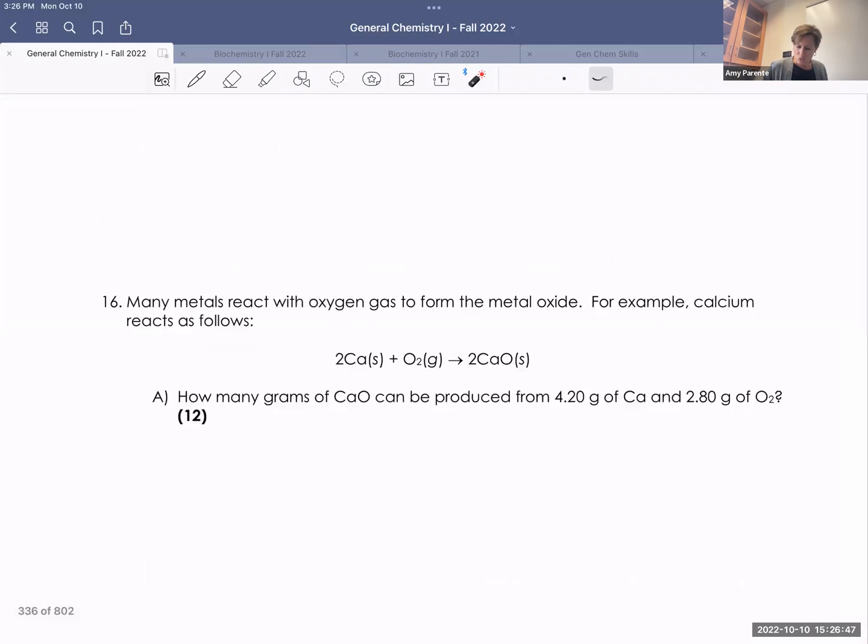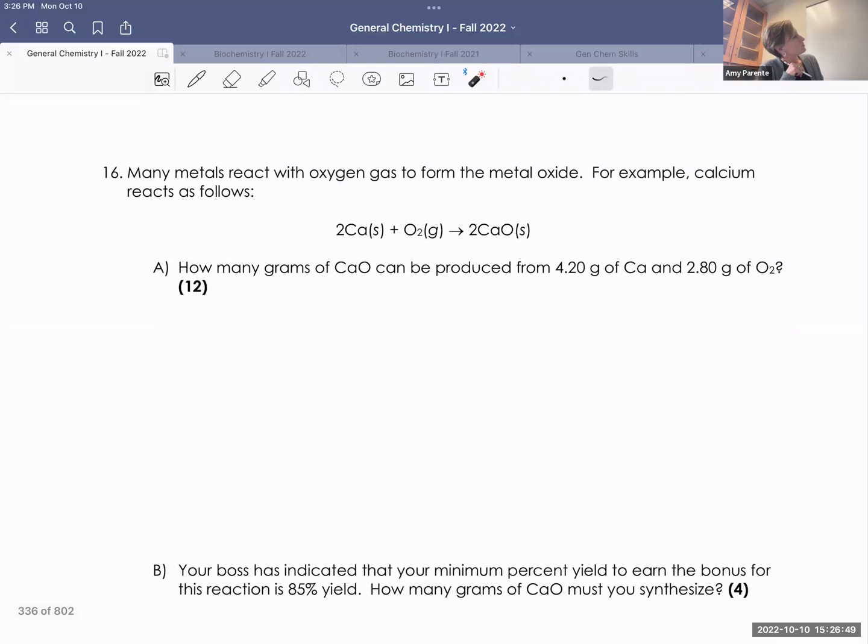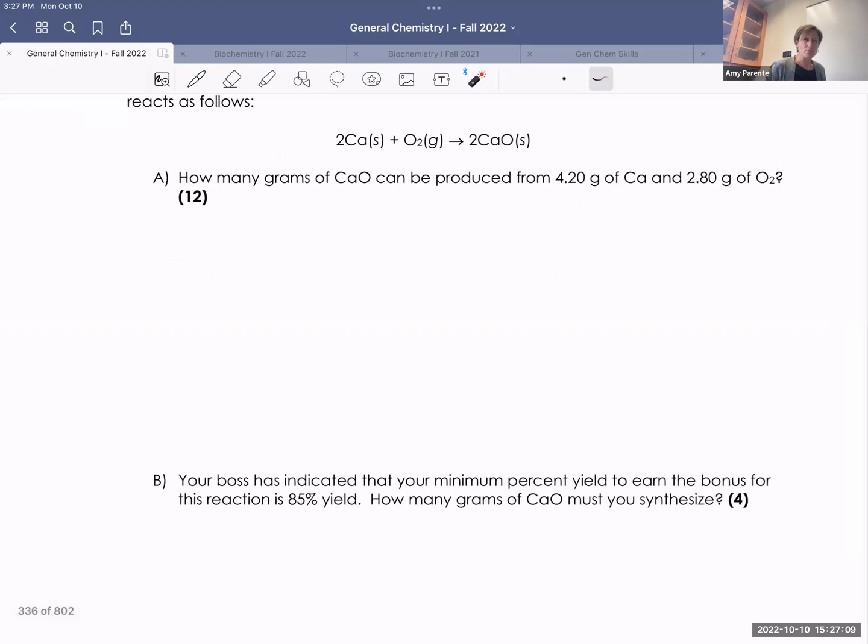And then the last one here is another stoichiometry problem, right? Metals react with oxygen gas to form a metal oxide. And it tells us that we've got a certain number of grams of calcium and then of oxygen. We want to know how many grams of calcium oxide can be produced. And I think you guys actually saw this problem before. This may have been a practice problem from a practice quiz. But your boss indicated that your minimum percent yield would be 85% yield. How many grams must you make?